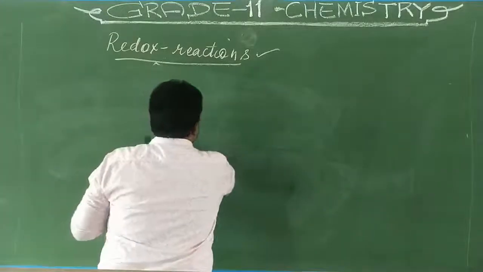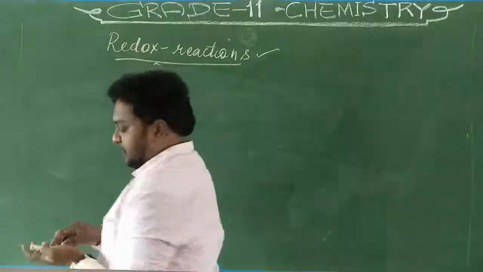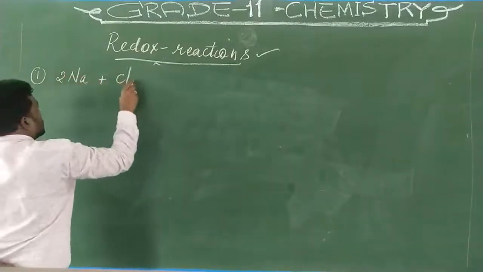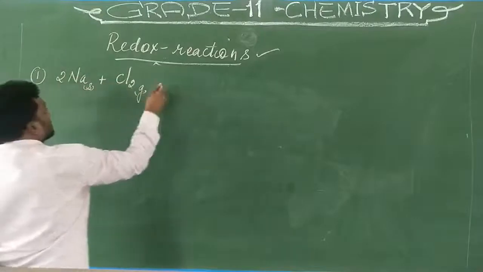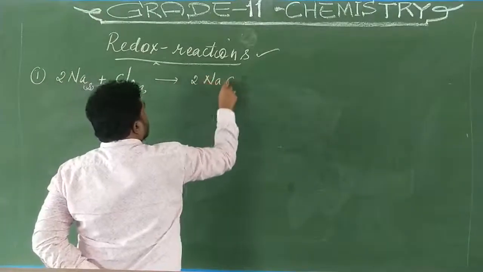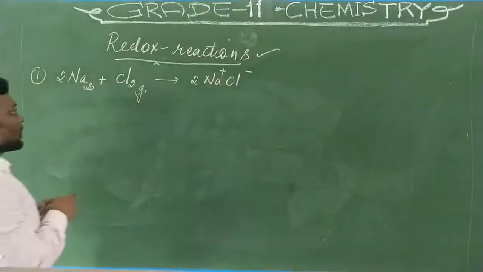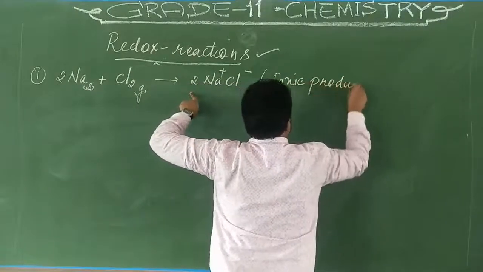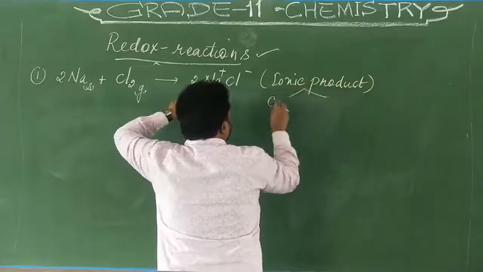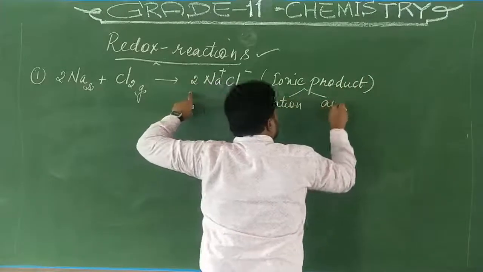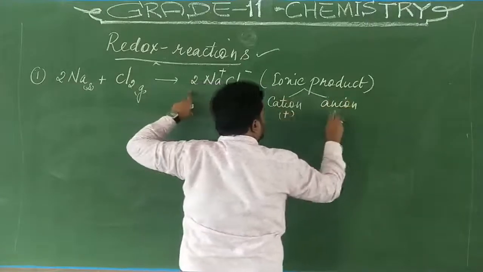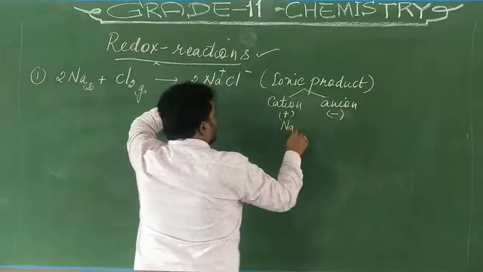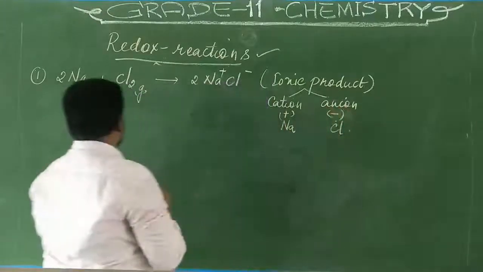So one more definition for oxidation and the reduction, that is redox reaction. Say for example, first example, let me take 2Na plus Cl2, which gives rise to the formation of 2NaCl, isn't it? So the product is sodium chloride, which is called an ionic product. Why is it called an ionic product? Because it has both the cation as well as an anion. What is cation? Positively charged. What is anion? Which is negatively charged. So positively charged here is sodium, negatively charged here is chlorine, isn't it?